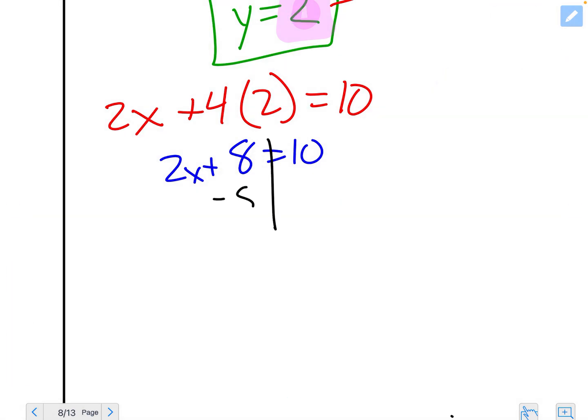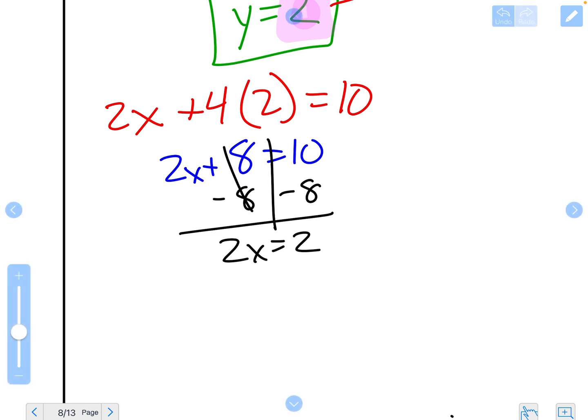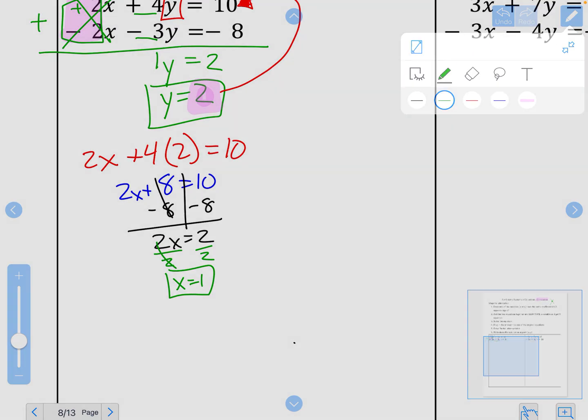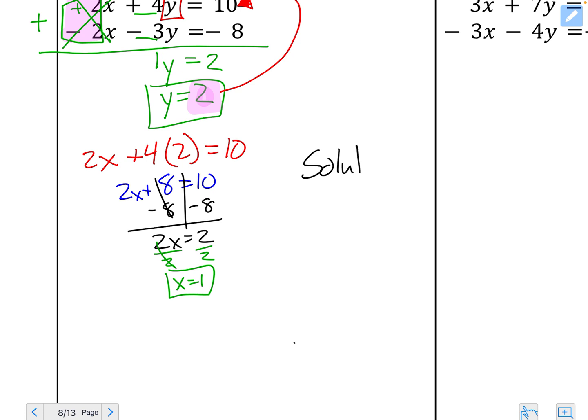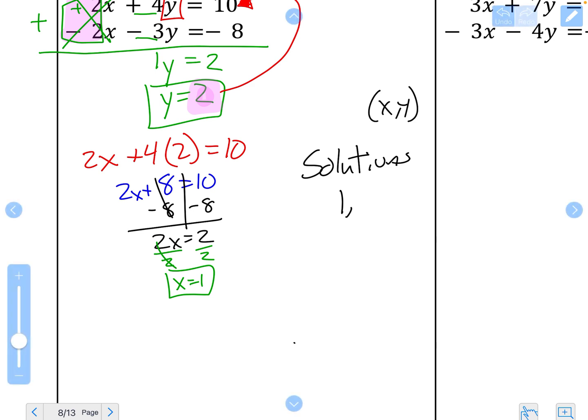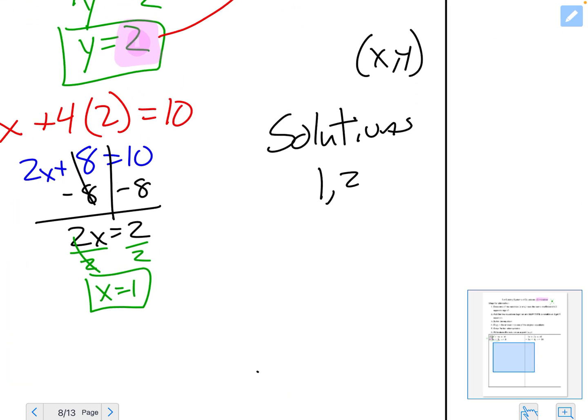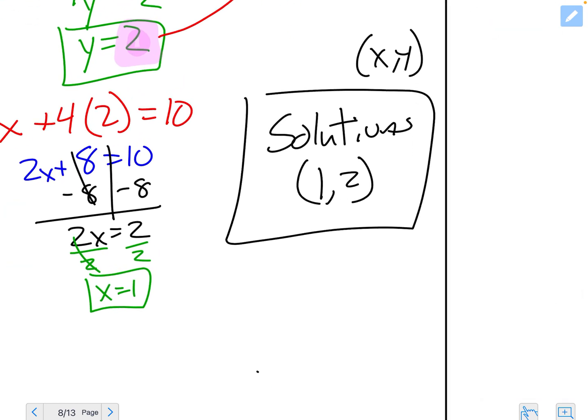And then I need to subtract the 8 to the other side. 2x equals 2. And then I need to divide by the number in front of x. And so x equals 1. And so just like yesterday, when we write our solutions, S-O-L-U-T-I-O-N-S, they are x comma y. So our x equals 1, our y equals 2. And so that is our solution.